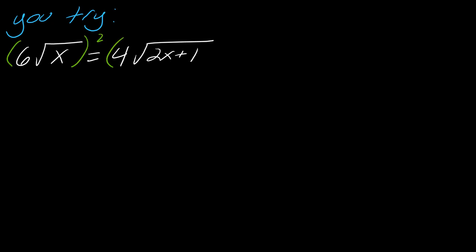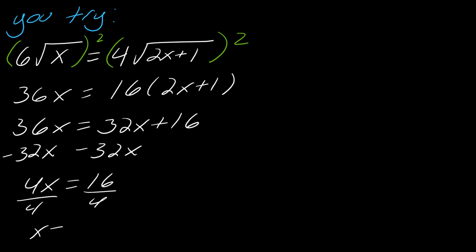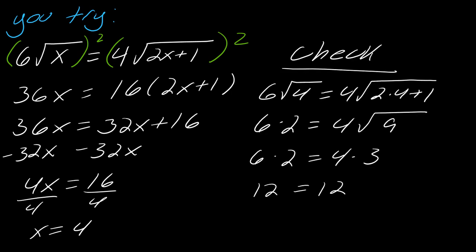So let me go ahead and square both sides. So again, it's going to be that same thing. So this becomes 36x equals 16 times 2x plus 1. So then I get 36x equals 32x plus 16. So I'll go ahead and solve this. So I get x equals 4. So let's just do a real quick check. And so you'll get here that you've got 12 equals 12, so we're all good here.